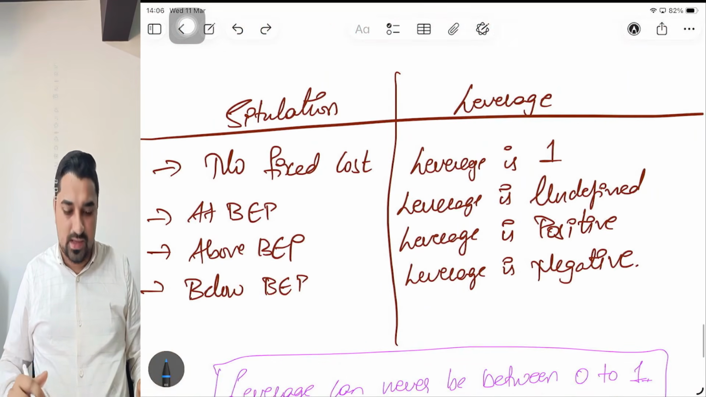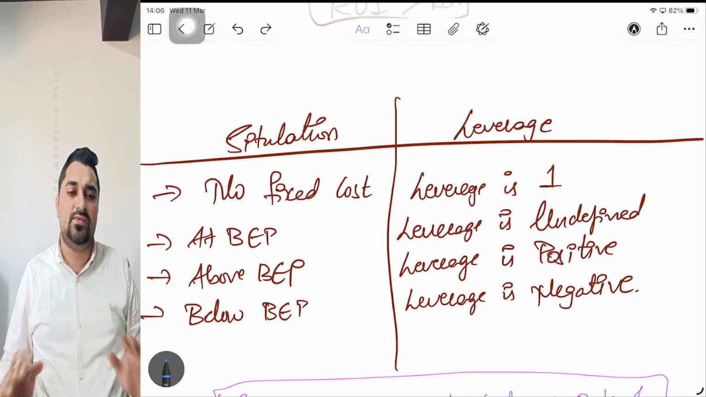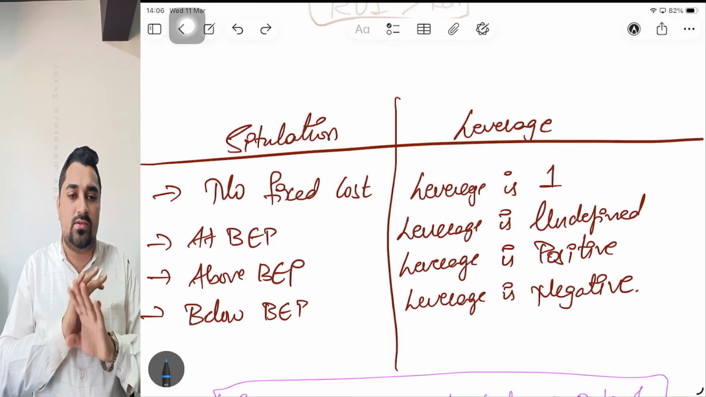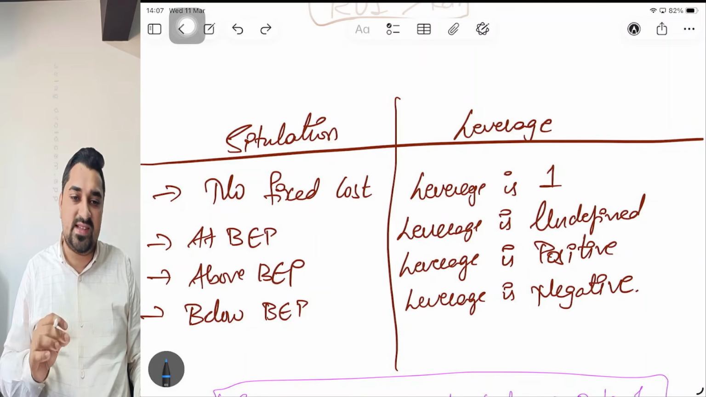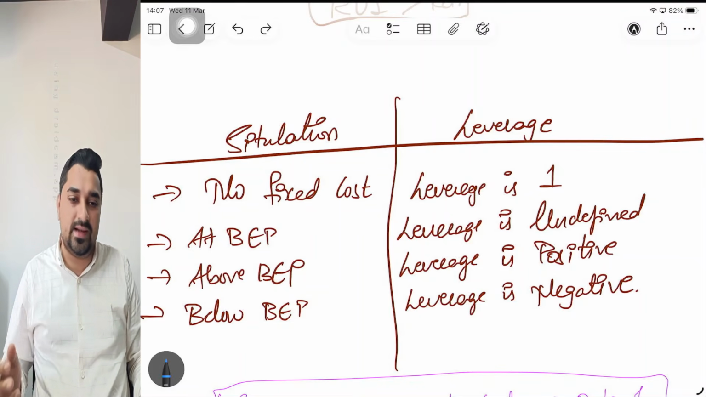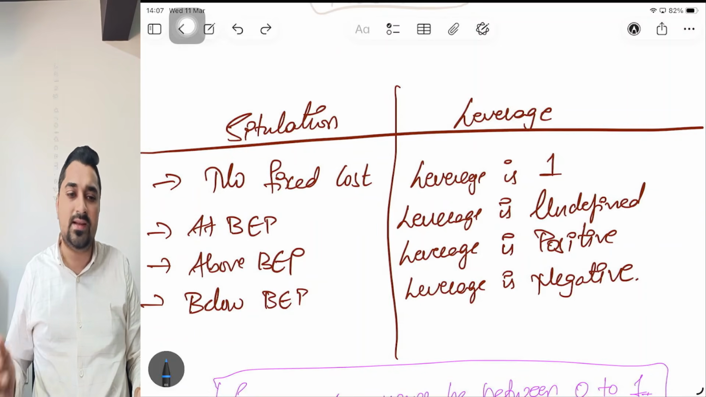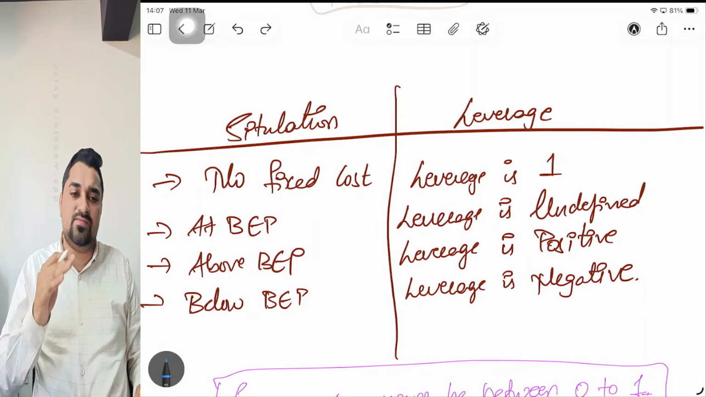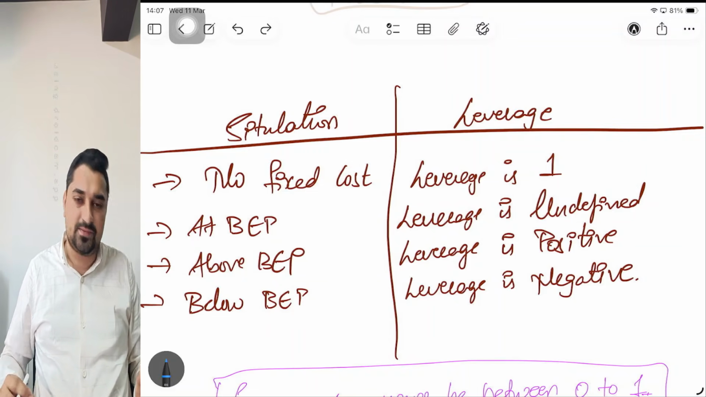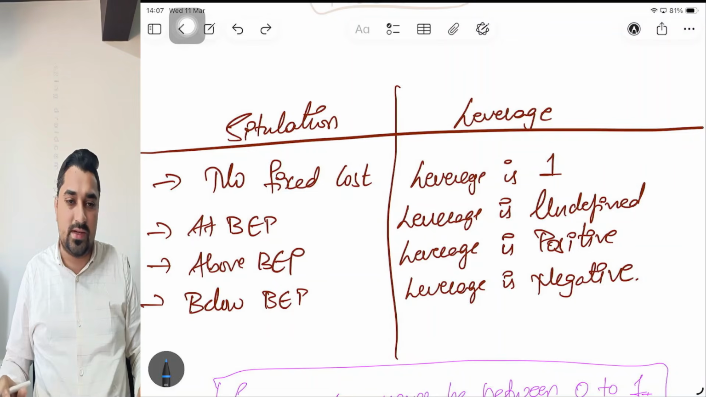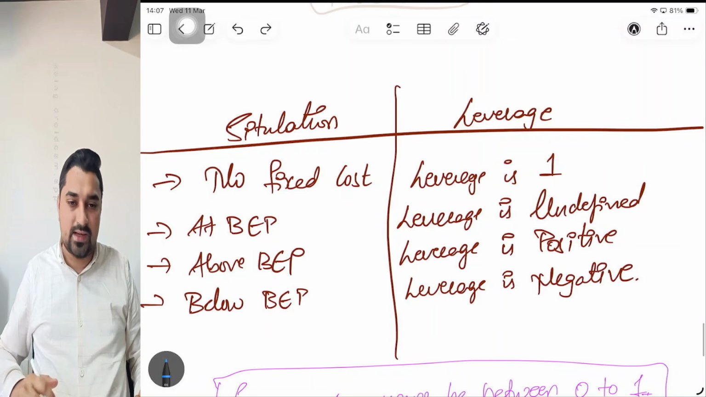Again, some concepts for MCQ questions. If there is no fixed cost at all, then leverage is always 1. If my sales is at BEP, leverage is undefined. If my sales is above BEP sales, leverage will always be positive. If my sales is below BEP sales, leverage is negative. Yes, leverage can be negative. This is applicable for all 3 leverages: operating leverage, financial leverage, and combined leverage.